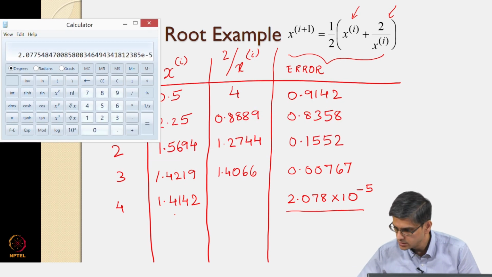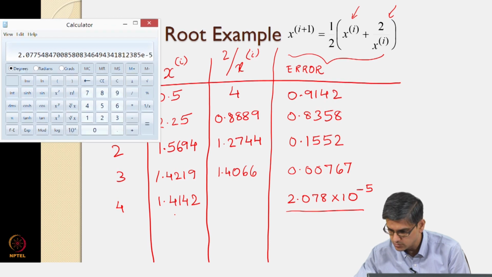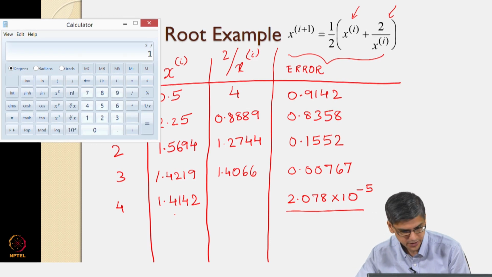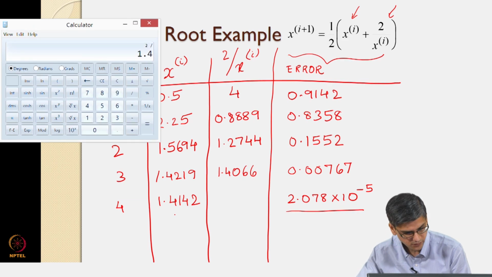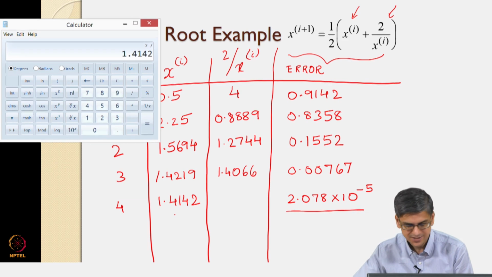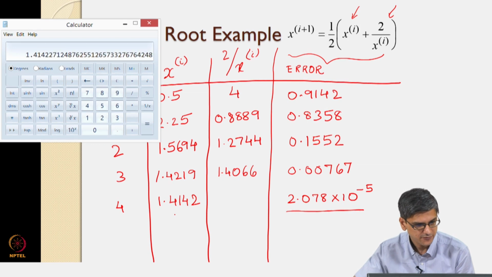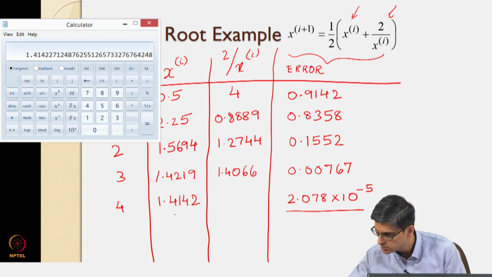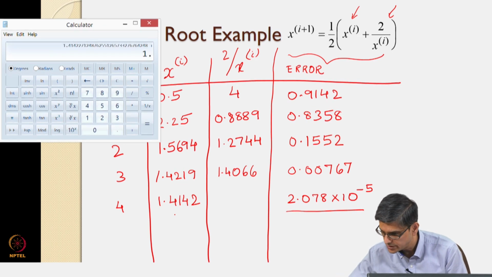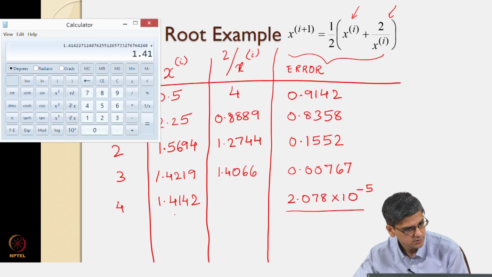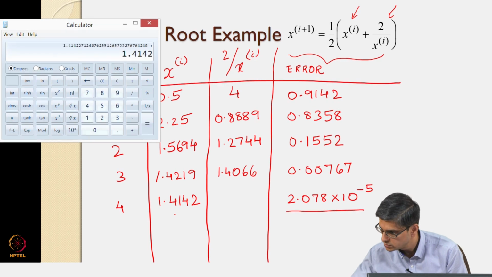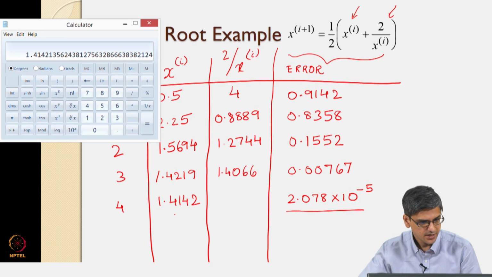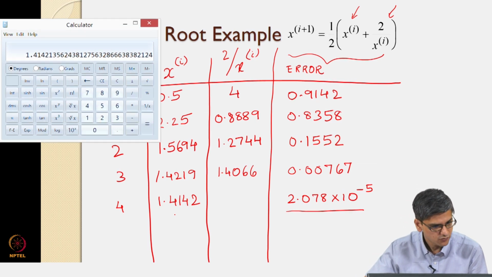So it is 2 divided by 1.4142, and again there is a problem with what I am doing, and I will explain that to you in a bit. So this is the value, plus 1.4142, divided by 2, and then the result is 1.4142 again.